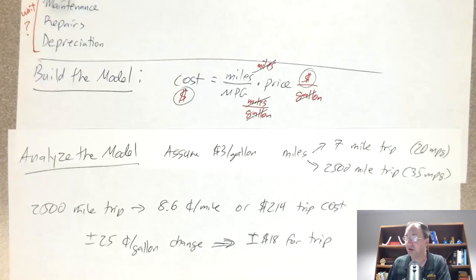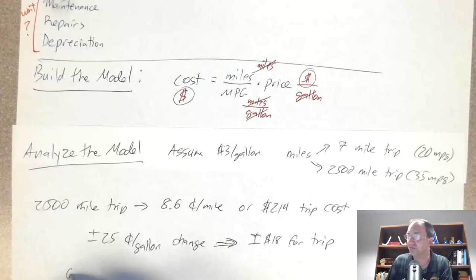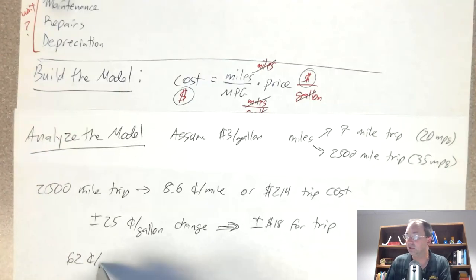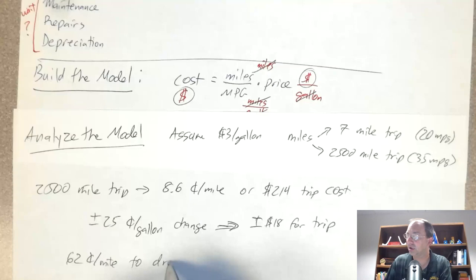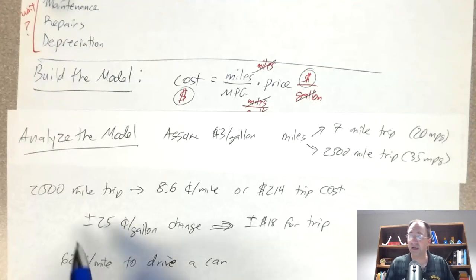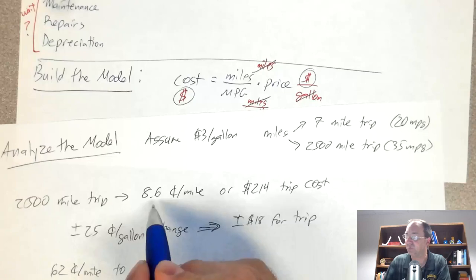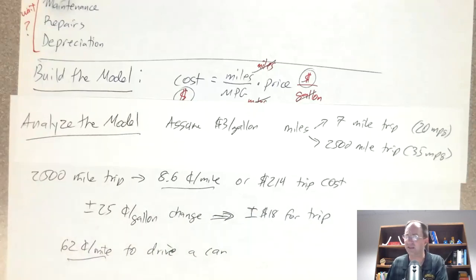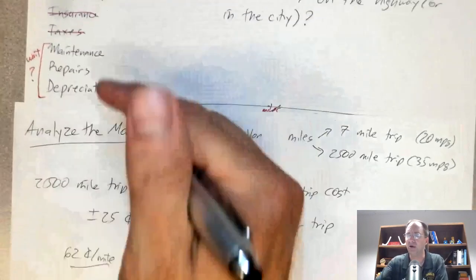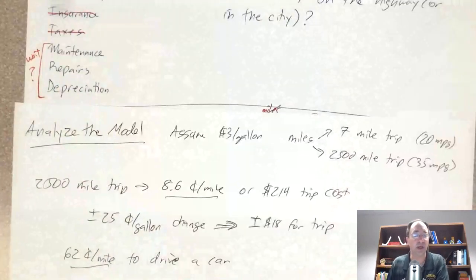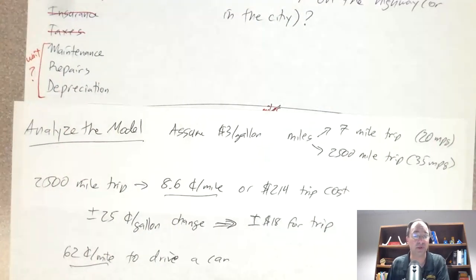For instance, some websites will tell you that it costs you 62 cents per mile to drive a car. Now, if you calculate that times 2,500 miles, you're going to get a whole lot more than $200 for the trip. And so now that plane ticket may actually be a good deal even for all 4 of us to go. But 62 cents versus 8.6 cents, that's a huge difference. So now I have to ask myself, what's going on? What about my model versus their model is different? And which one is more reliable, or is the truth somewhere in between?